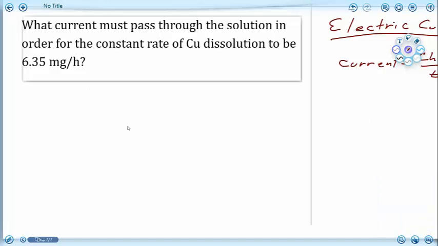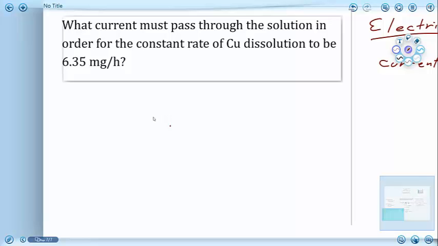What current must pass through a solution in order for the constant rate of copper dissolution to be 6.35 milligrams? The solution in this case is still the silver nitrate in which a piece of copper has been added. We want a current, therefore the answer must be in amps or coulombs per second, and the information that we're given is 6.35 milligrams per hour. So we need to perform some dimensional analysis to convert this number into the units that we want.